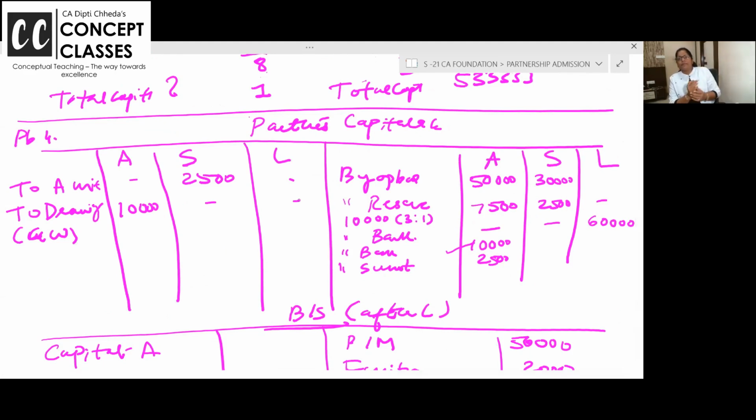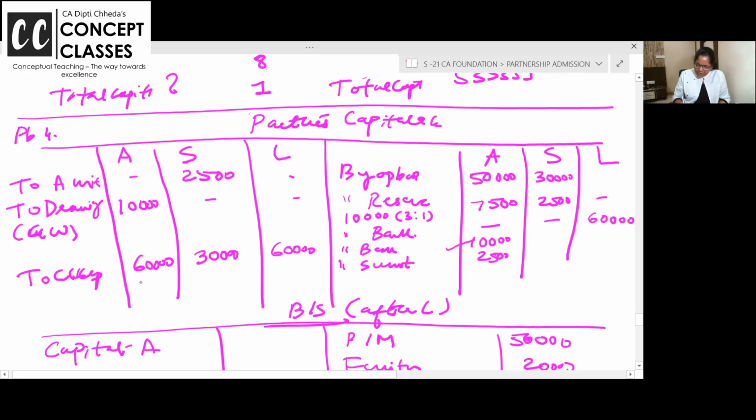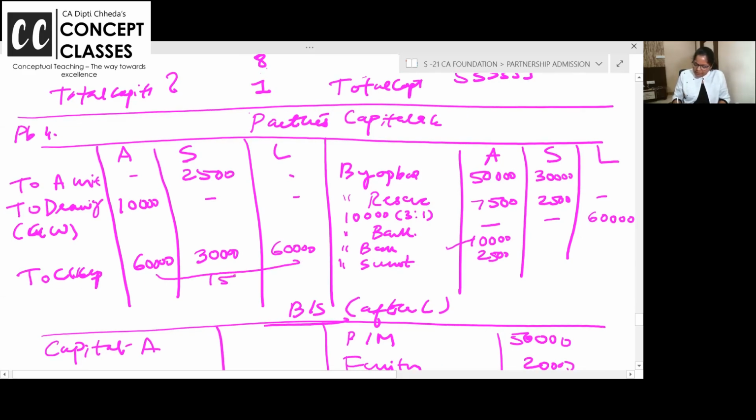Gaining partner debit, sacrificing partner credit. 10,000 goodwill. 10,000 goodwill. A will withdraw. The reason is he wants his closing capital. You see, 60,000. Sumit's closing capital 30. Lalit's closing capital 60. Put together, this is 1,50,000. Magic.